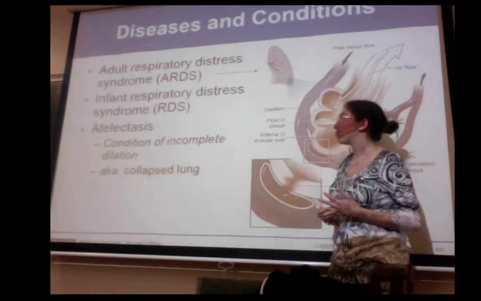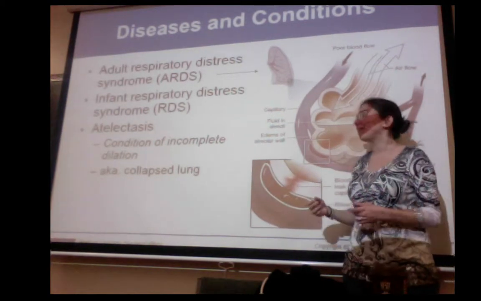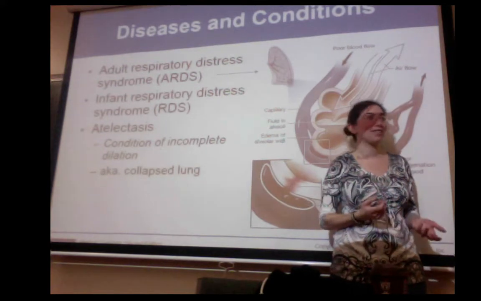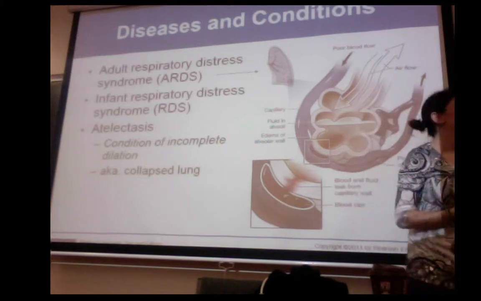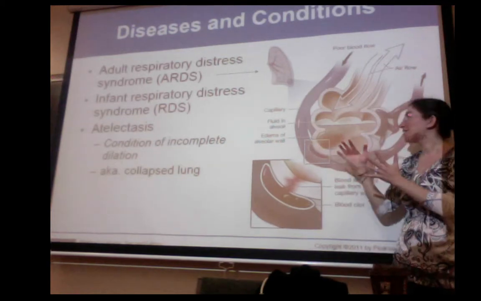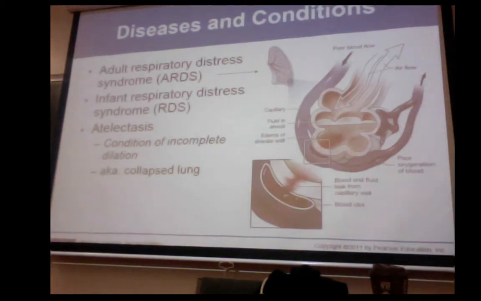Atelectasis, proper pronunciation there. It literally means incomplete dilation, but it's basically the medical term for a collapsed lung. The layman's term for atelectasis is a collapsed lung. So part of the lung has several alveoli that are collapsed shut and not opening back up.